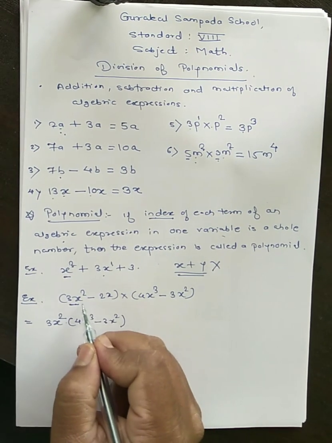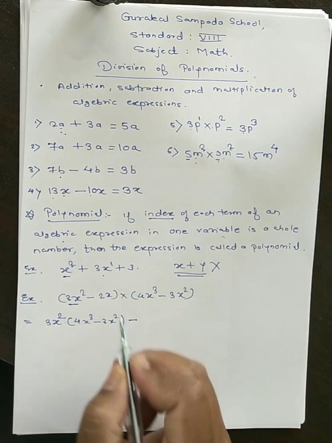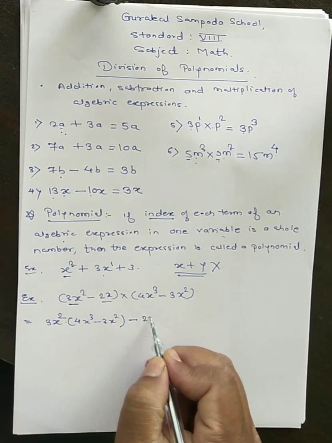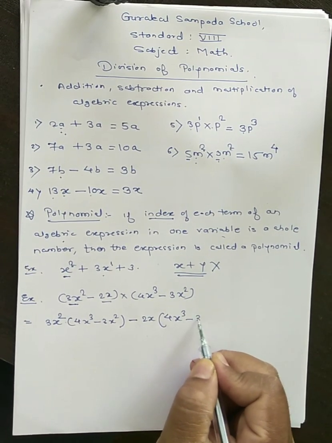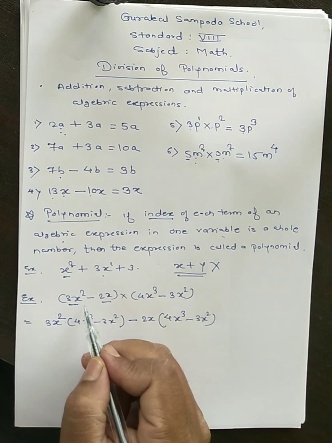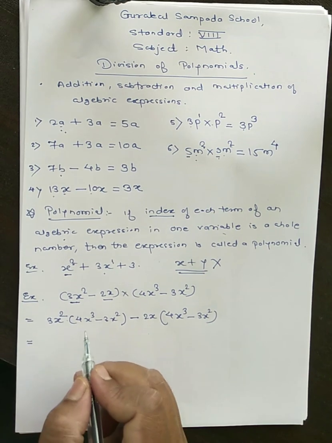Okay, then what is the sign between the two terms in the first bracket? Minus. So here is the minus sign. Then consider the second term, that is 2x, and multiply it to the second bracket as well. Each term in the first bracket needs to be multiplied to the second bracket. Okay, so now carry out the multiplication.